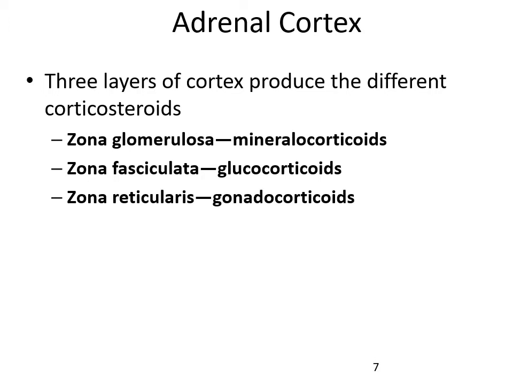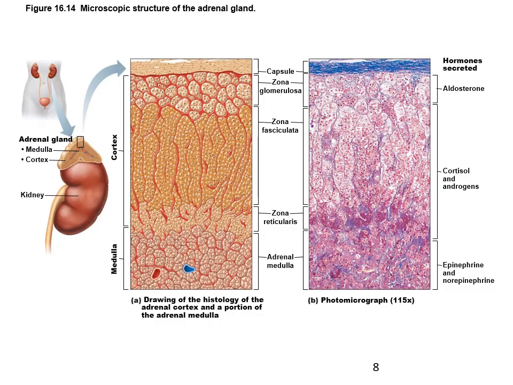I know these names are a little sketchy, but you'll see a picture in a minute. Zona fasciculata, glucocorticoids. Zona reticularis, gonadocorticoids. Glomerulosa means like little balls. That's what they look like. Fasciculata means linear cords, and reticularis means net-like. And when I show you the picture, you'll see where they get the names from.